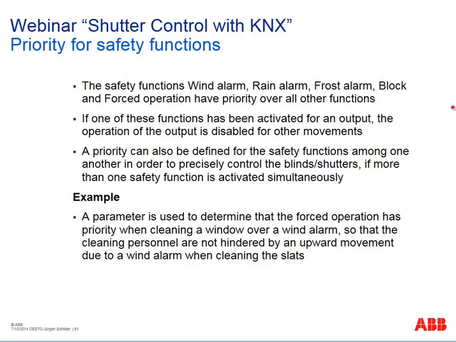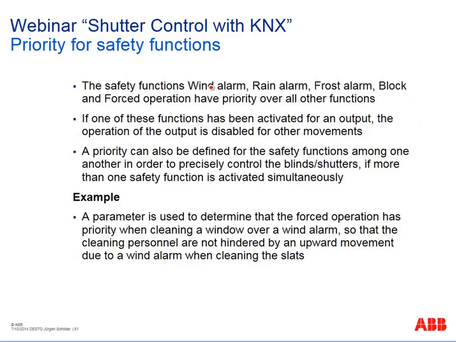Let's come to the safety functions we need in many solutions. Think about any wind or rain or frost alarm we might need. Wind can be dangerous for the awnings or the shutters and blinds. Rain, for example, could be dangerous for a roof window. So you have to react to this. And important is that this solution runs with a higher priority, which means the local operation is blocked in such a case, if the wind or rain alarm has sent an alarm to our shutter actuators to move up or to close the window.